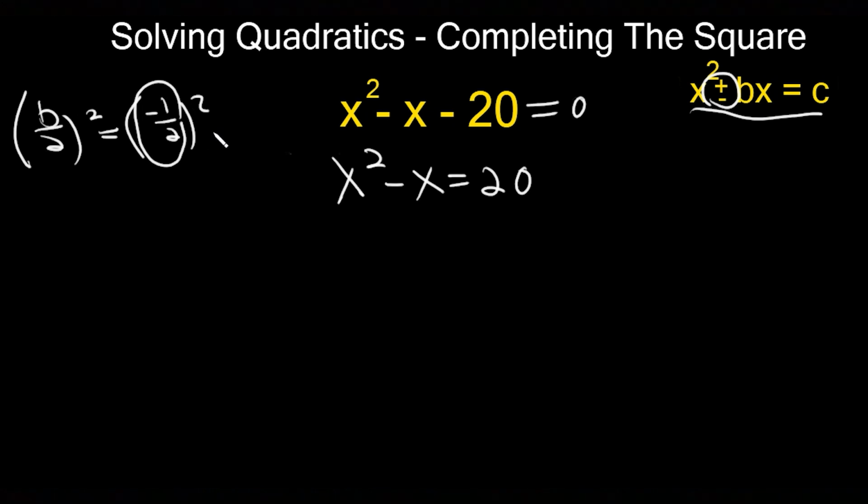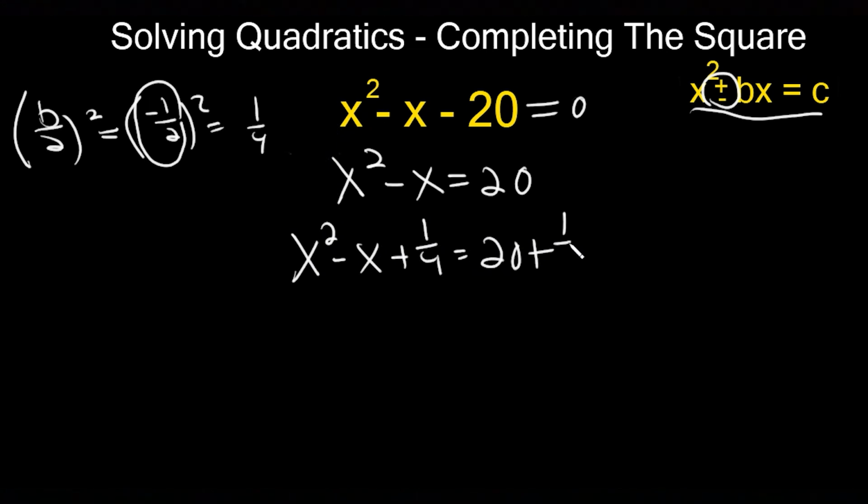I now actually have to do negative a half and then square it. That would give me positive 1 over 4. So what I'm doing here is I'm adding 1 over 4 on both sides. So let me go ahead and do that. I get x squared minus x plus 1 over 4 equal to 20 plus 1 over 4.